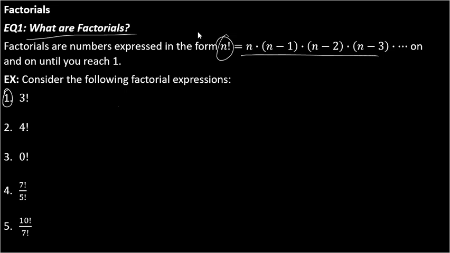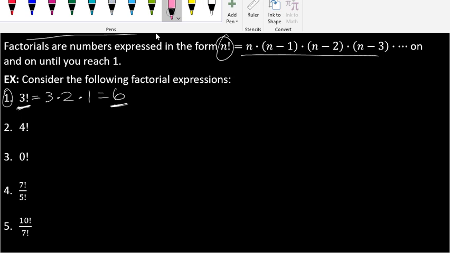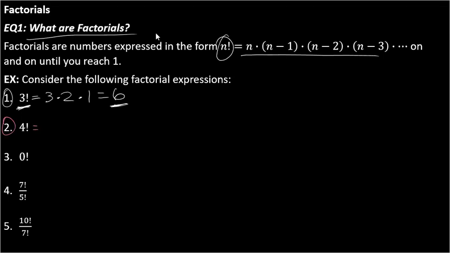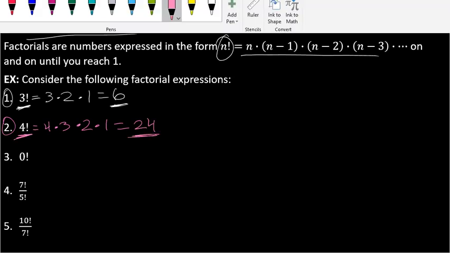So here, in example 1, I've got 3 factorial. All this means is 3 times 2 times 1, right? So 3 times 2 is 6, 6 times 1 is still 6. So 3 factorial is equal to 6. Next example, 4 factorial. That's equal to 4 times 3 times 2 times 1. 4 times 3 is 12, 12 times 2 is 24, 24 times 1 is 24. So 4 factorial is 24.